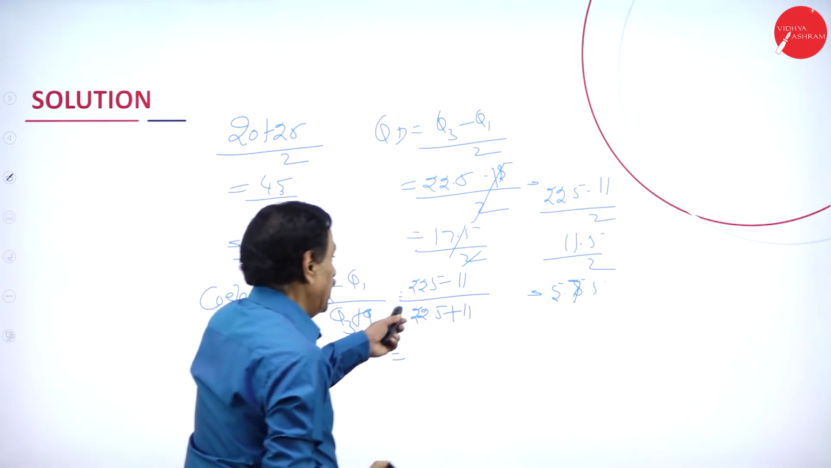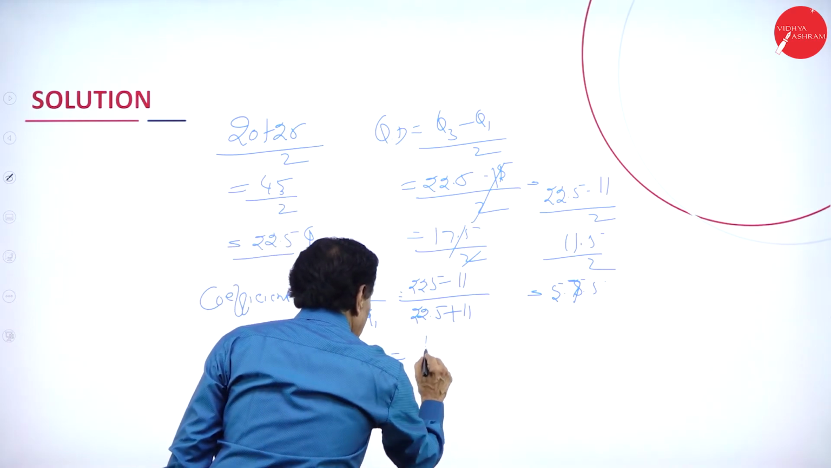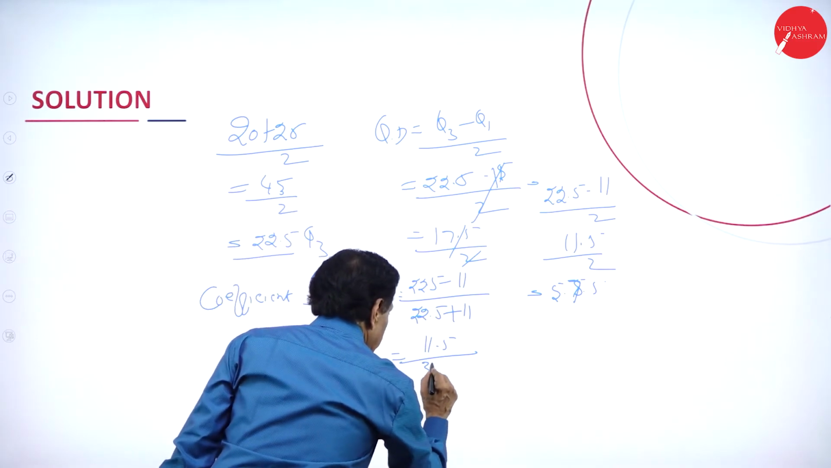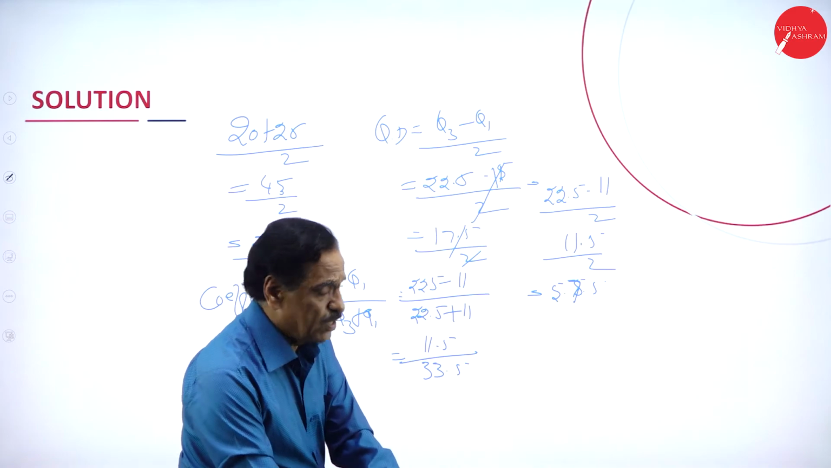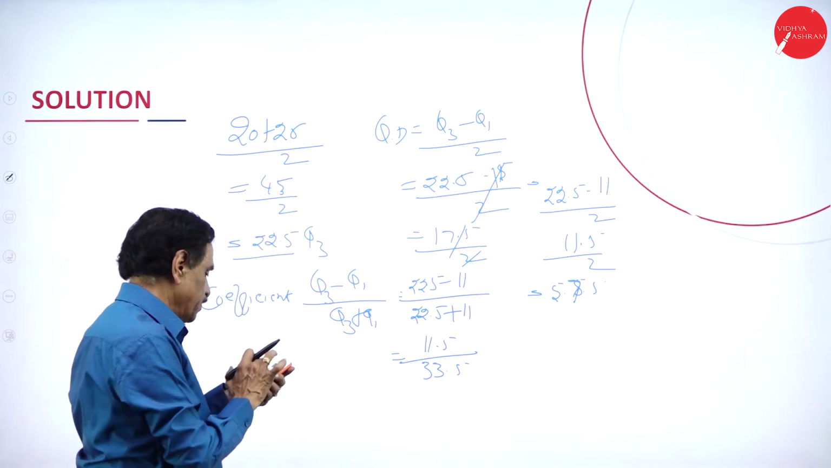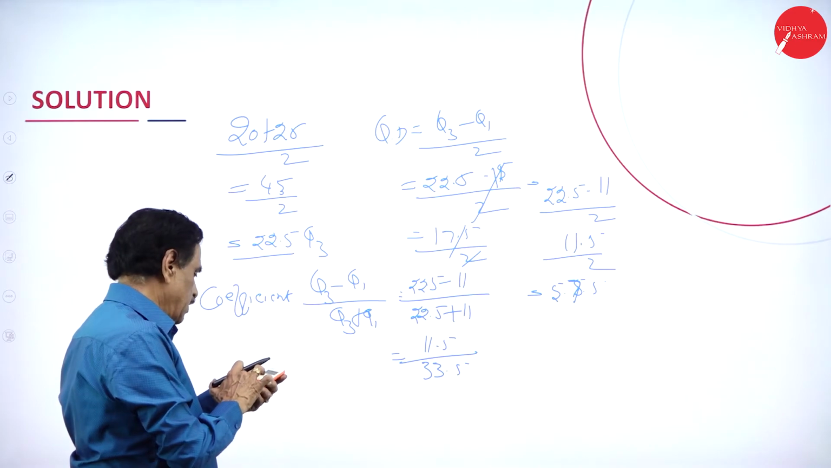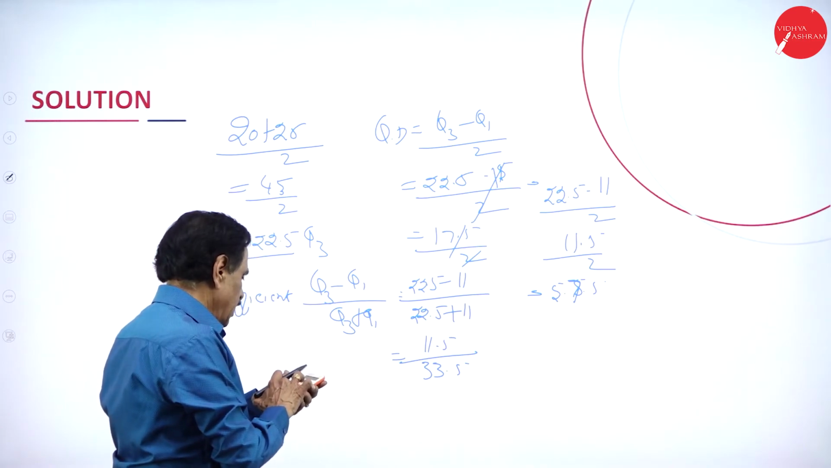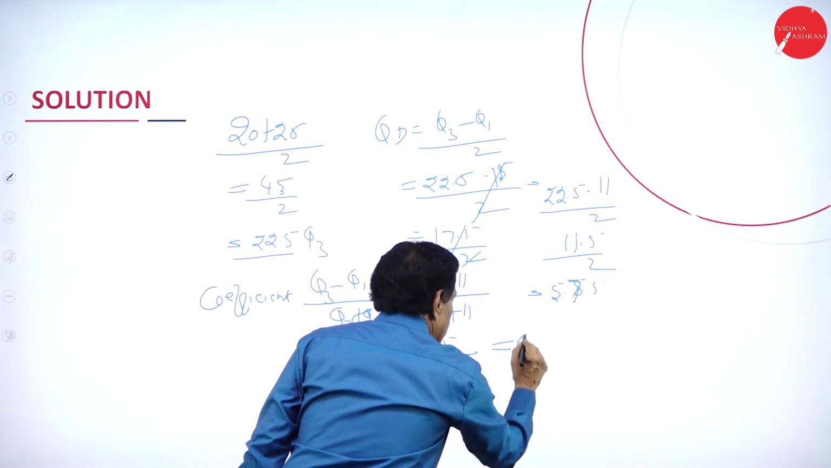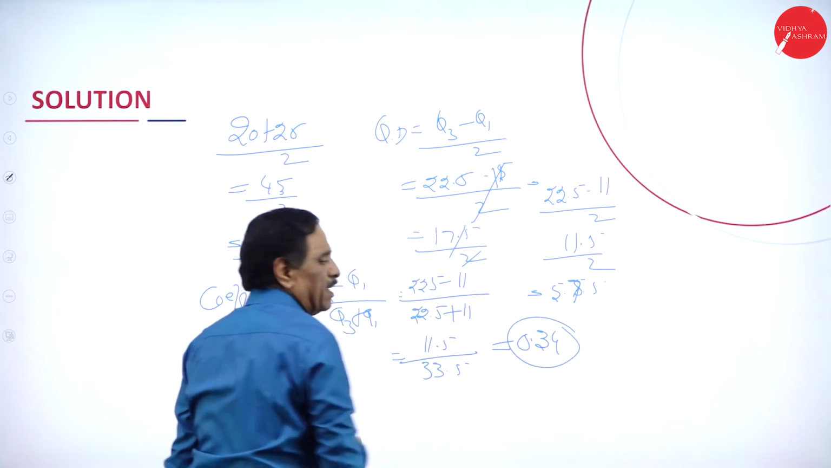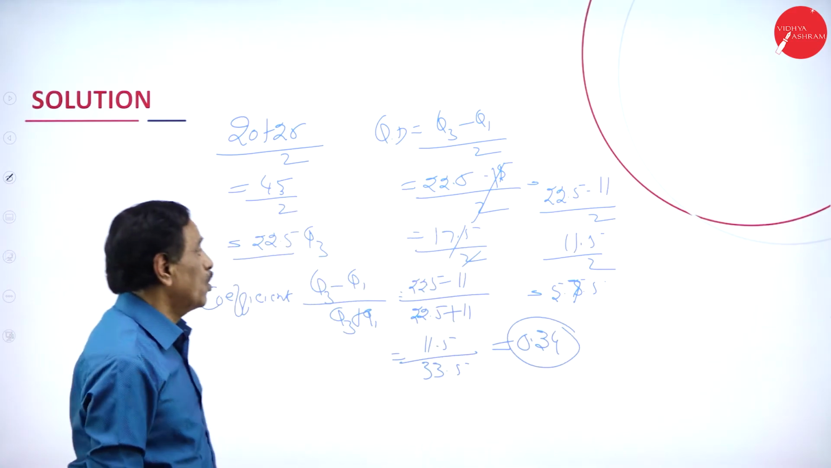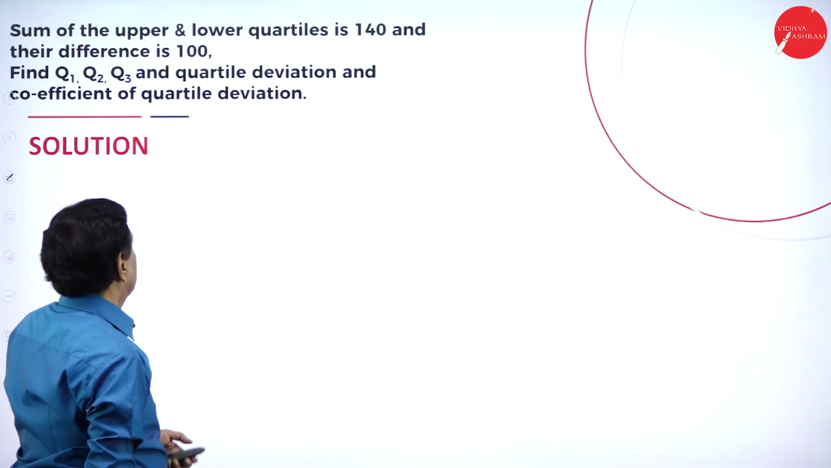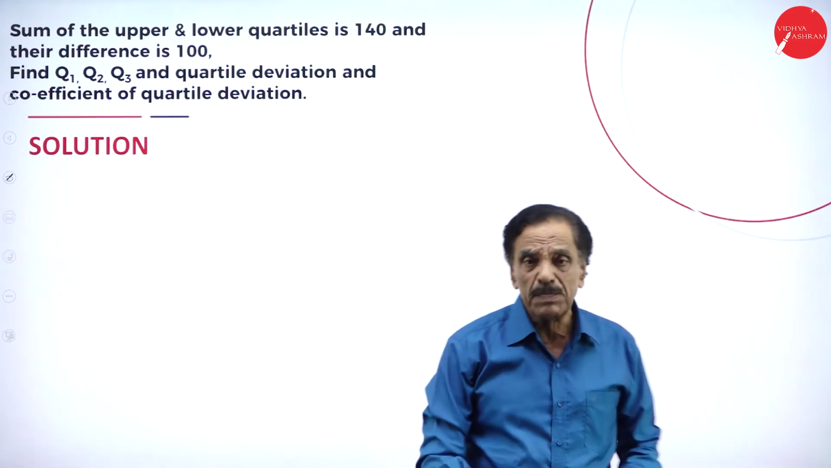So 22.5 minus 11 is nothing but 11.5, divided by 22.5 plus 11, which means 33.5. If we divide this now, 11.5 divided by 33.5 is equal to 0.34. This is your answer, 0.34. Slowly you go. The fifth item, you have to take the fifth item that goes to 11.